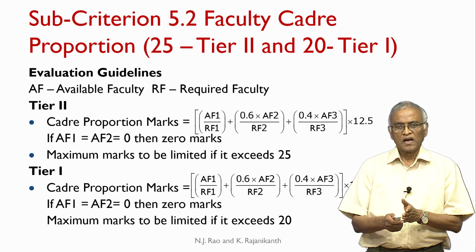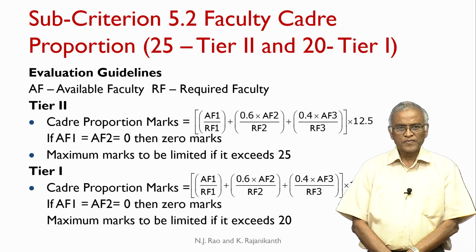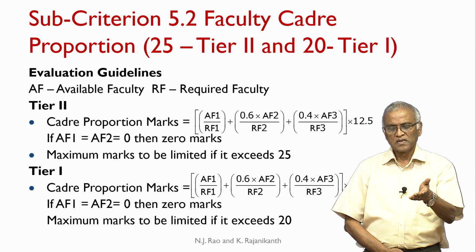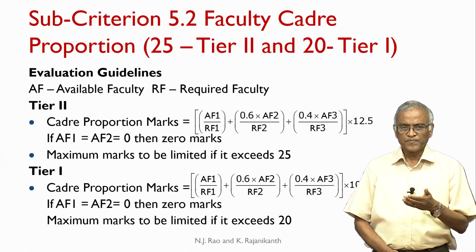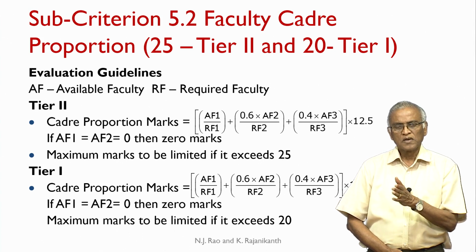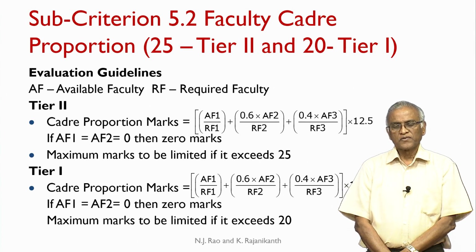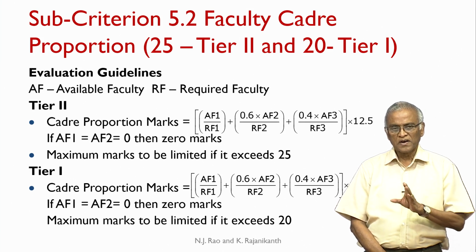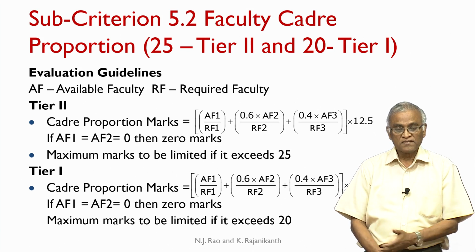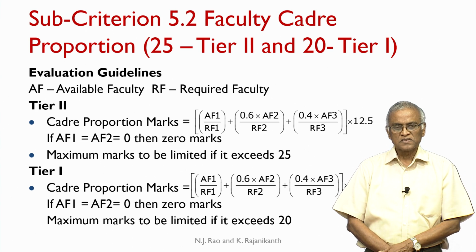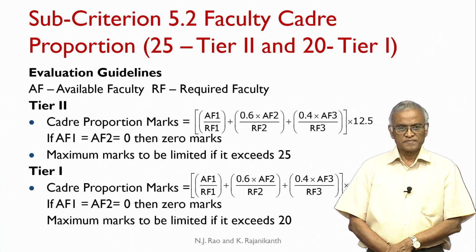Using this formula and multiplying it by 12.5 will give you the marks. Obviously, you get only a maximum of 25 marks. That means, if you have an excess number of faculty for some reason or the other, which may be desirable from other points of view, you will get only a maximum of 25 marks for this. But if AF1 and AF2 are equal to 0, that is, you do not have professors or associate professors, you may designate some assistant professor as head of the department, but that will not count for this, then you get 0 marks for this.